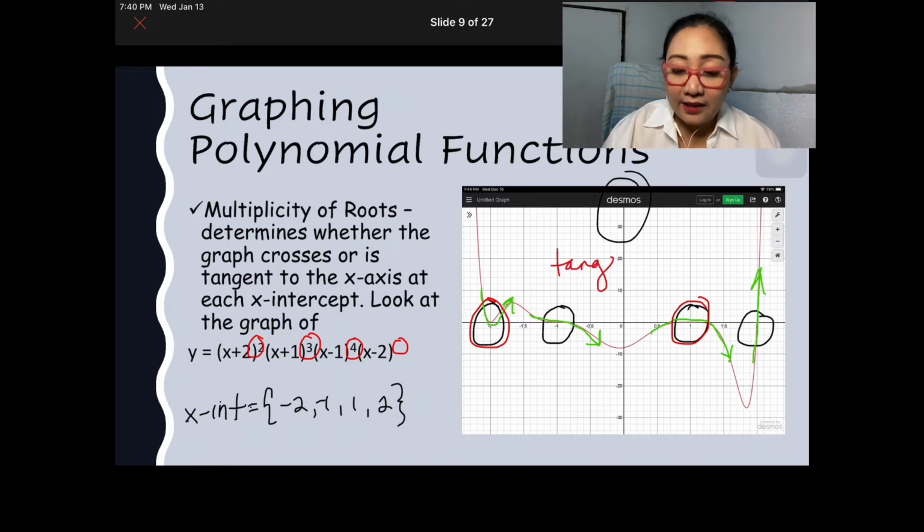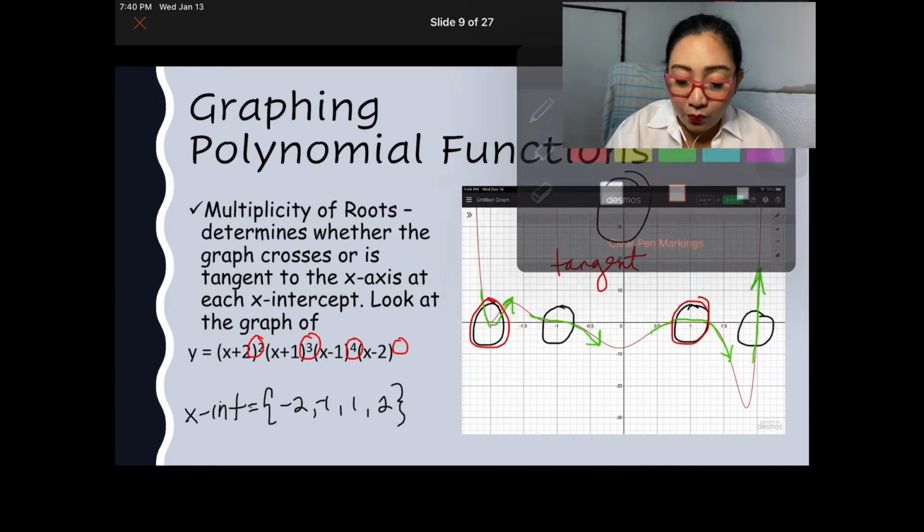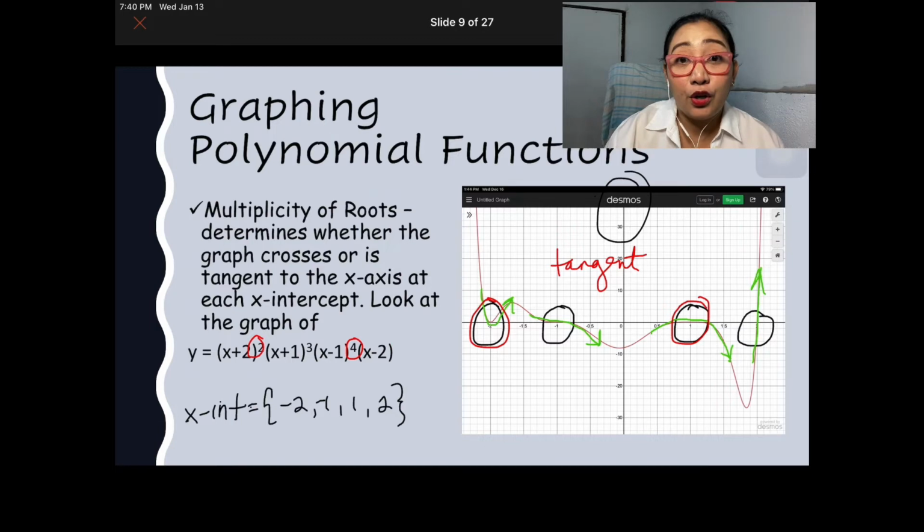Okay? And kailan lang siya nangyayari? If you notice, nangyari siya doon sa ang exponent ay 2 at ang exponent ay 4. So, tangent, you have to equate that with even degree.